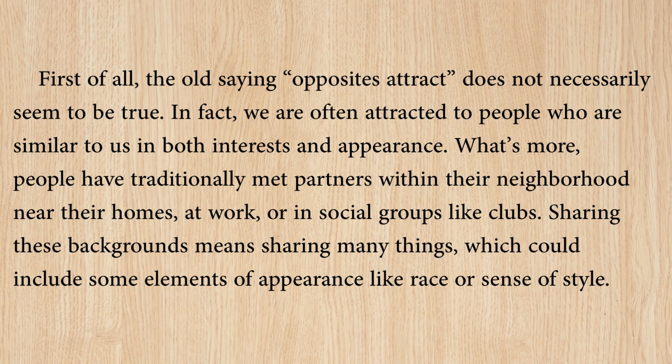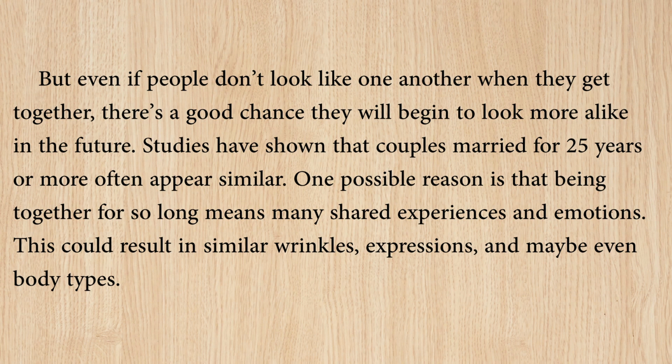What's more, people have traditionally met partners within their neighborhood near their homes, at work, or in social groups like clubs. Sharing these backgrounds means sharing many things, which could include some elements of appearance like race or sense of style. But even if people don't look like one another when they get together, there's a good chance they will begin to look more alike in the future. Studies have shown that couples married for 25 years or more often appear similar. One possible reason is that being together for so long means many shared experiences and emotions. This could result in similar wrinkles, expressions, and maybe even body types.